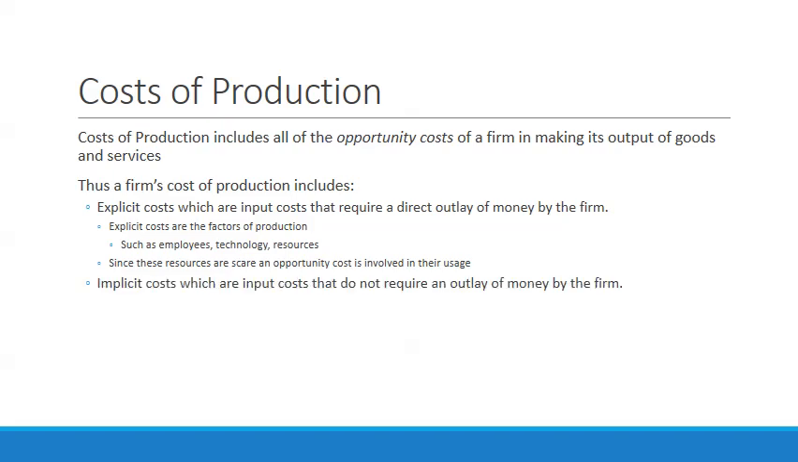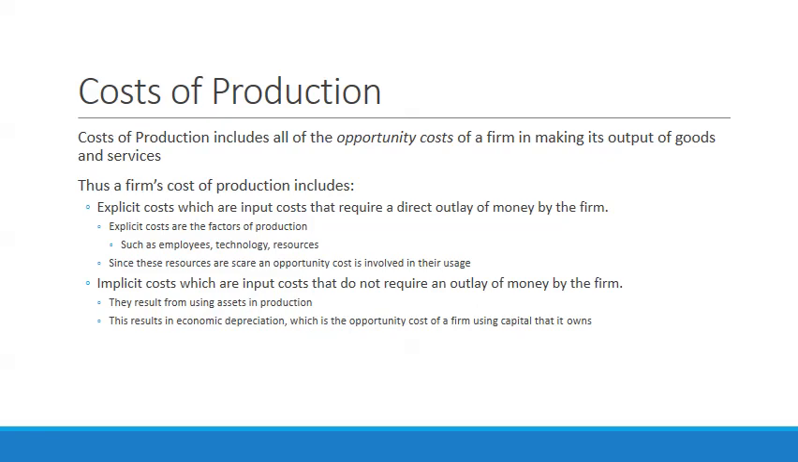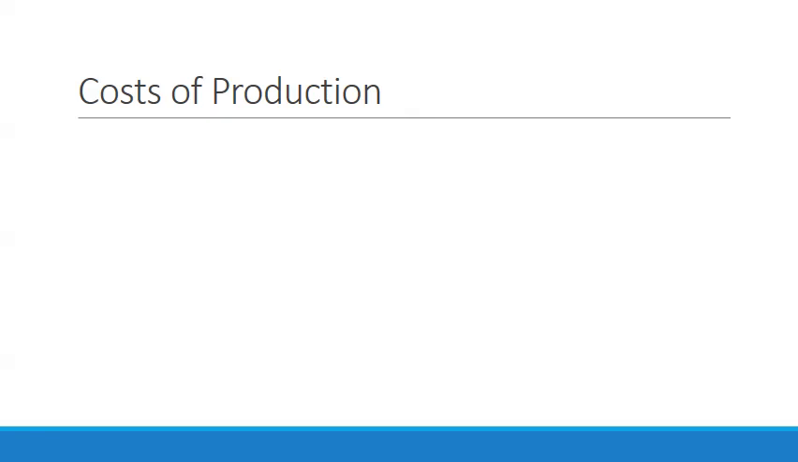Now, implicit cost, these are input costs that do not require an outlay of money by the firm. So they result from using assets in production. Now, this results in economic depreciation, which is the opportunity cost of a firm using capital that it owns. You kind of think about it like this: you buy a car, the moment you drive a car off the lot, the value of the car drops. It's the same principle. In the use of your equipment, the equipment depreciates in value, and you have to add that into your cost because of the fact that you're going to have to replace that stuff. So economic depreciation is measured as a change in the market value of capital over a given time period.